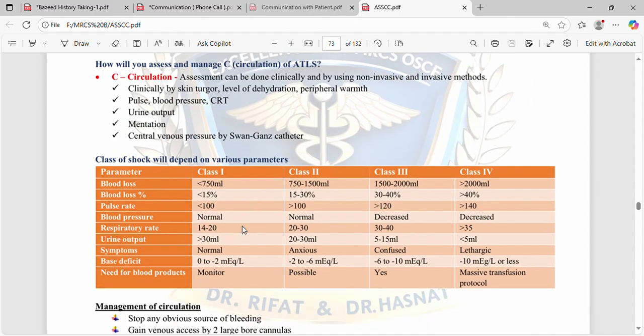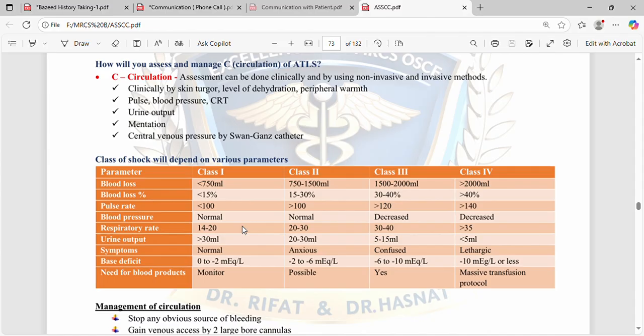Okay, this is the classification of the different types of parameters. So class 1, class 2, class 3 and class 4. Blood loss less than 750 will be in class 1, then 750 to 1500, 1500 to 2000, and greater than 2000. In percent: less than 15%, 15 to 30, 30 to 40, and greater than 40. Heart rate: less than 100, greater than 100, greater than 120 and greater than 140.